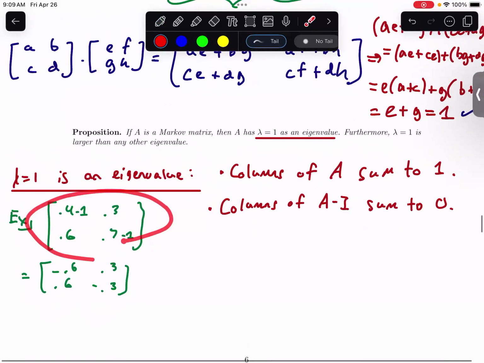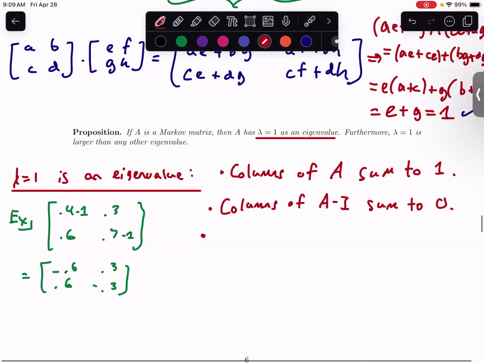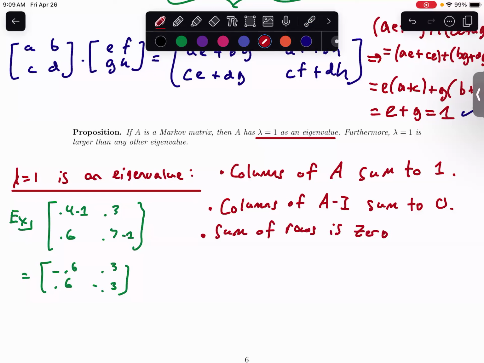We had a matrix A whose columns sum to 1, and if you subtract 1 from the diagonal, the columns sum to 0. And so what does this mean? This is really telling us that the sum of the rows is going to be the 0 vector. I should be a little bit more specific: the sum of the rows of A minus the identity.